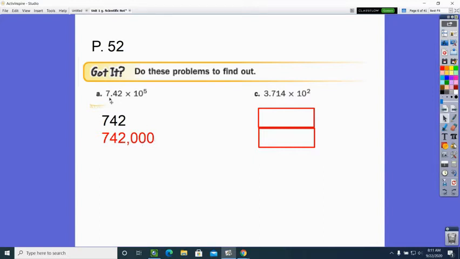742,000 is the same value as 7.42 times 10 to the 5th. I would like you to try this one, so pause the video, please. And when you're set, come back. Let's see how you did.